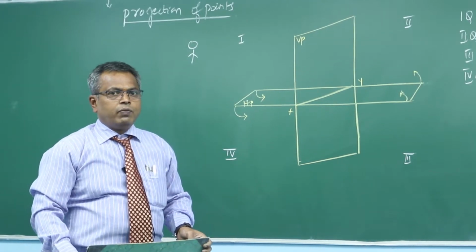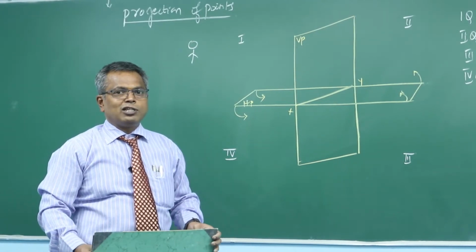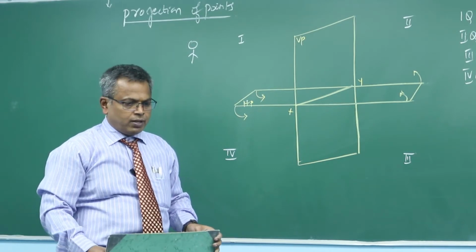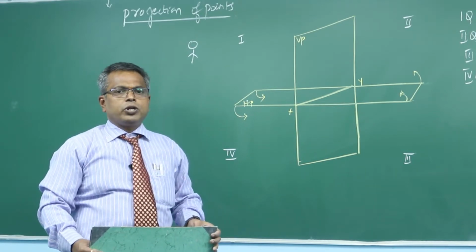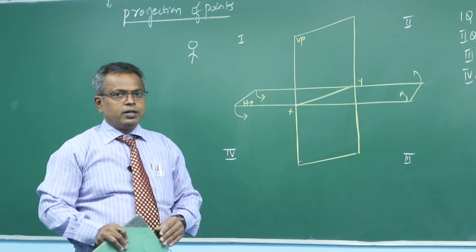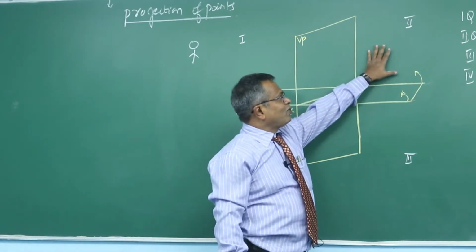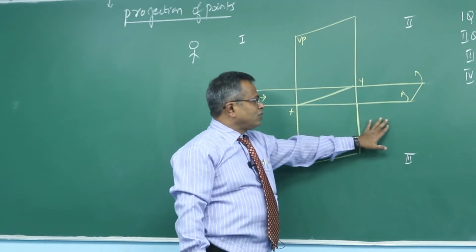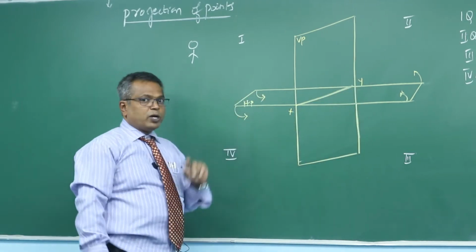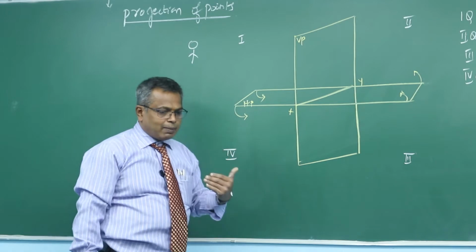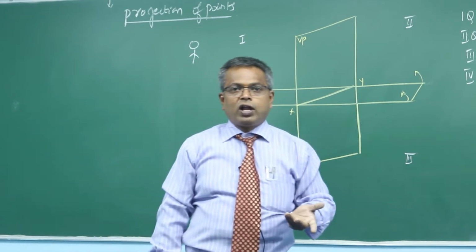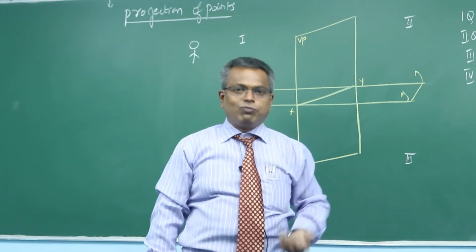Now, let me understand the concept called projection of points. Projection of a point means you are projecting a point in the following quadrants: we locate a point in the first or second quadrant, a point in the third quadrant, and a point in the fourth. In that way, I am projecting a point in the four quadrants: first, second, third, and fourth.